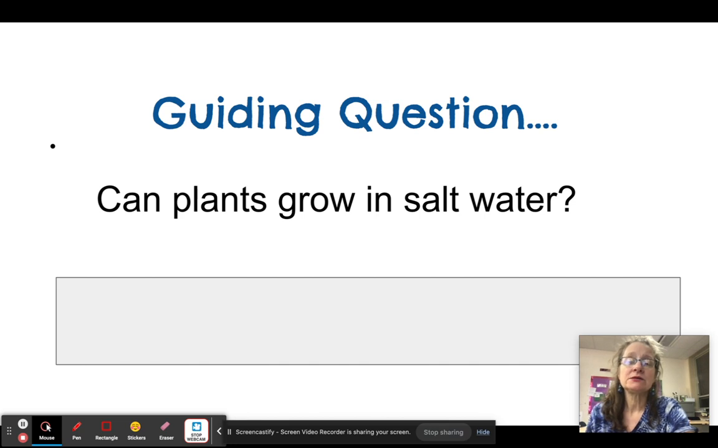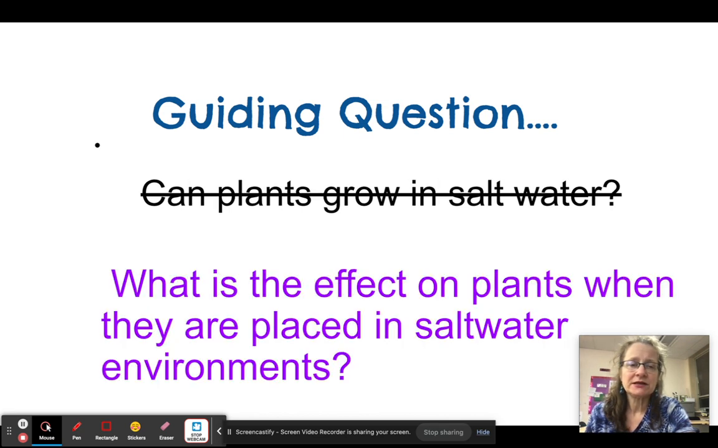Can plants grow in salt water? This is one very common question that students want to explore. Sometimes we don't have enough time to grow plants, but watch this. What is the effect on plants when they're placed in saltwater environments? Now, an environment could be a plastic bag, and it could be part of the plant. Two plastic bags, and the environment could just be the clipping of the plant rather than growing a whole plant from a seed.